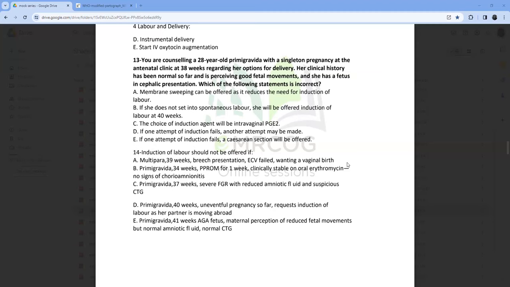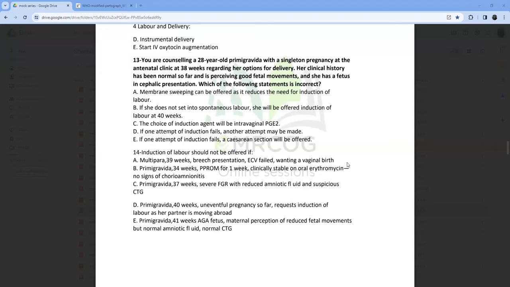Patient had placental abruption, cat one cesarean section. Patient had severe hemorrhage, cat one cesarean section. Patient had cord prolapse with suspicious CTG: cat one cesarean section or cat two? With suspicious CTG and cord prolapse, both together equal cat one. Cord prolapse with normal CTG, because this is what came in your exam, makes it cat two. So it's about situations.